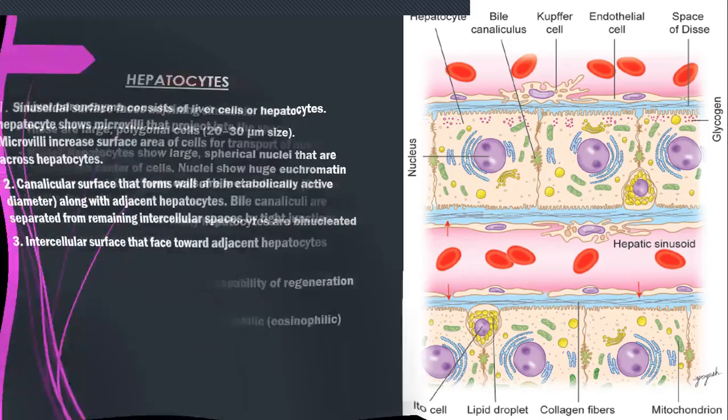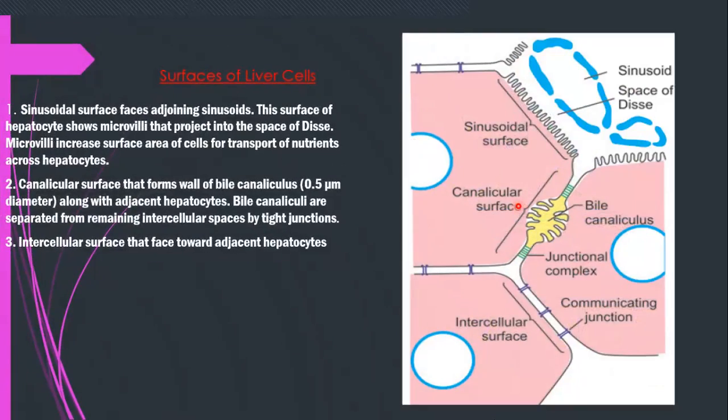Okay. So surfaces of the liver cells. Now, the liver cells have three surfaces, namely sinusoidal surface, canalicular surface, and intercellular surface. Now, the sinusoidal surface is a surface that faces adjoining sinusoids. Okay. This surface of the hepatocyte usually shows microvilli that project into the perisinusoidal space of Disse, and the function of the microvilli is to increase the surface area of the cells for transport of nutrients across hepatocytes.